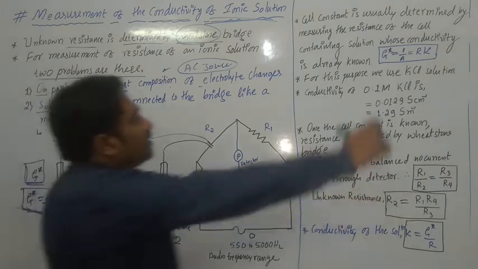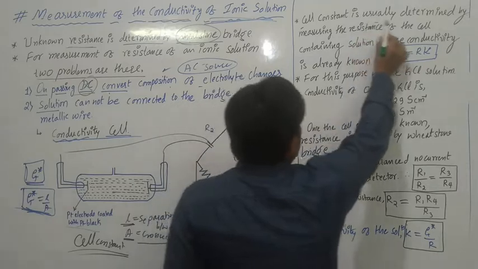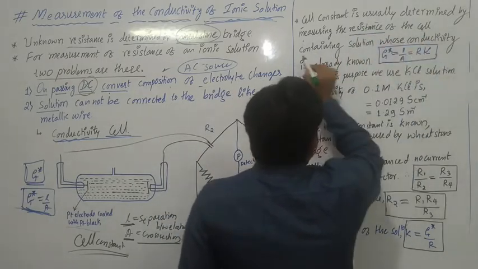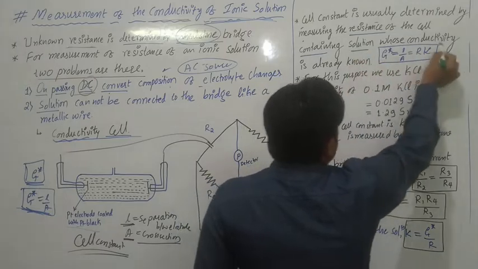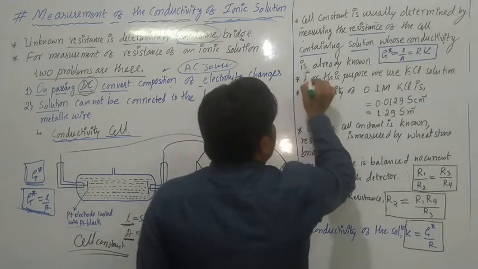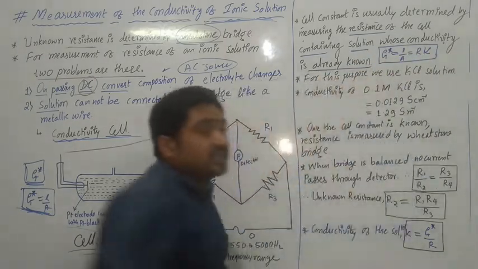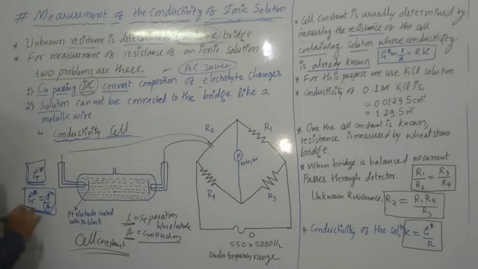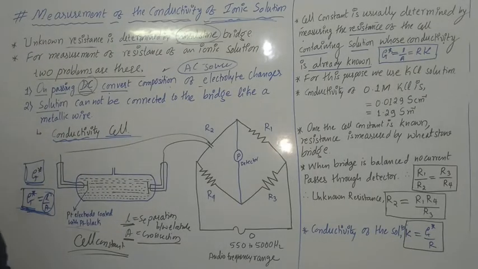The cell constant is usually determined by measuring the resistance of the cell containing a solution whose conductivity is already known. It is inconvenient to measure these two values, L and A, so it is inconvenient to measure the cell constant directly.